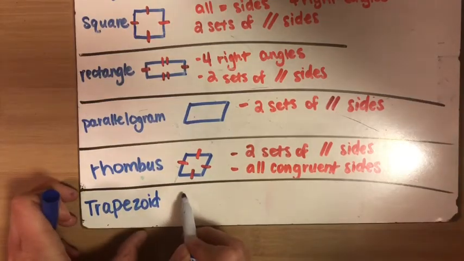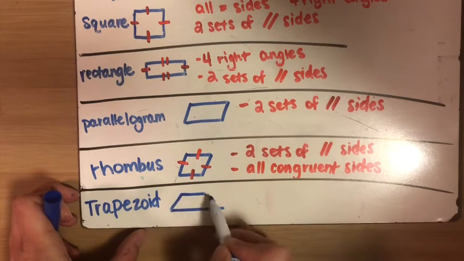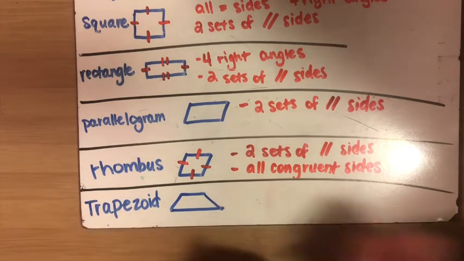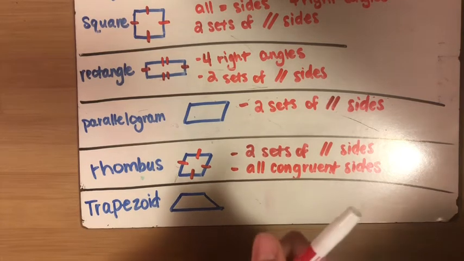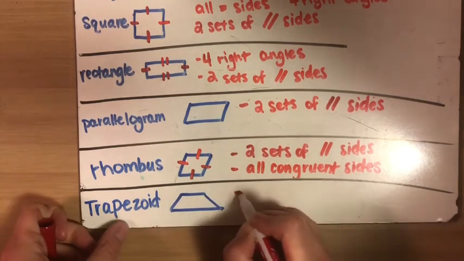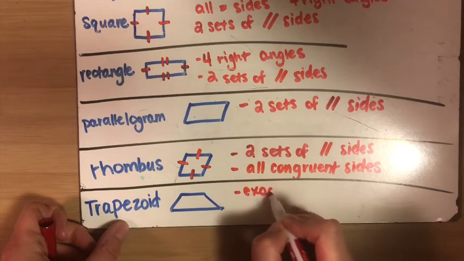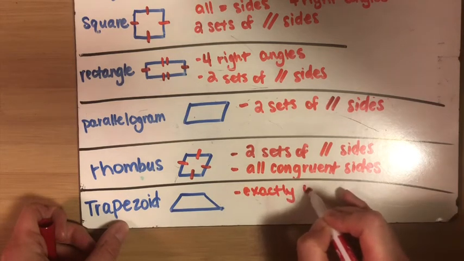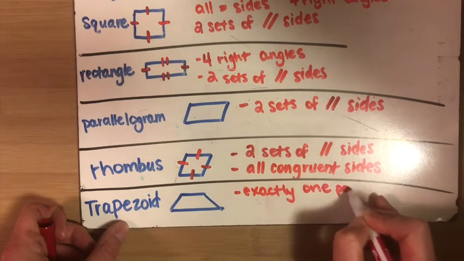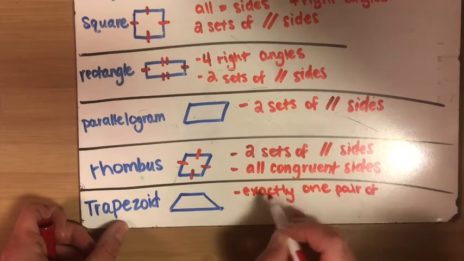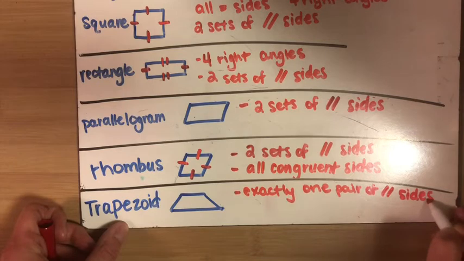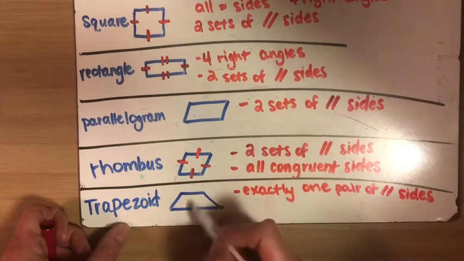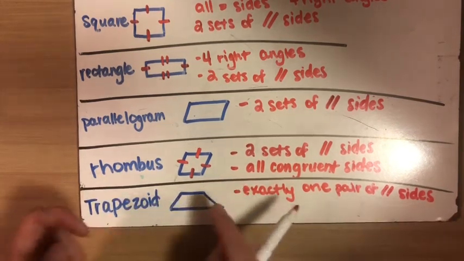So a trapezoid commonly looks like this. You've probably seen one before. And a trapezoid has exactly one pair of parallel sides. So this one and this one are parallel, but the other two sides are not parallel.